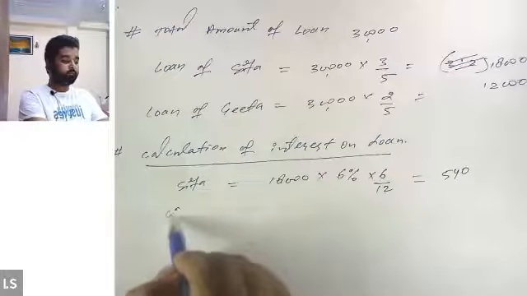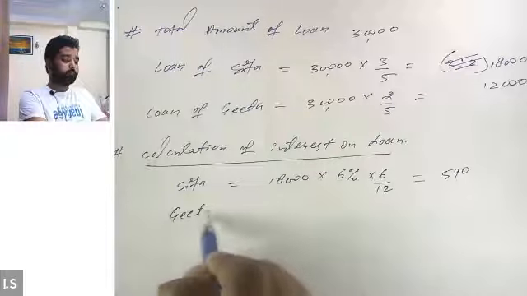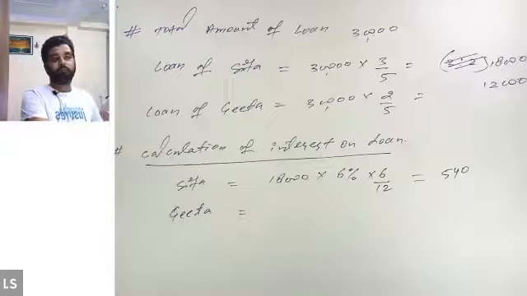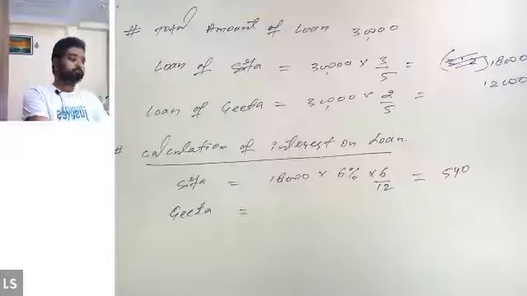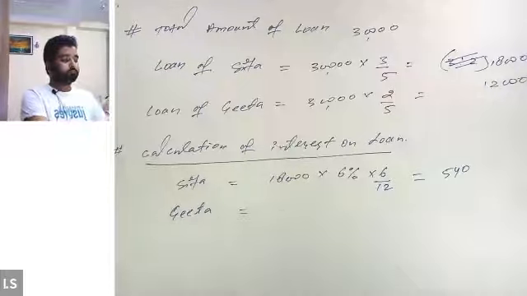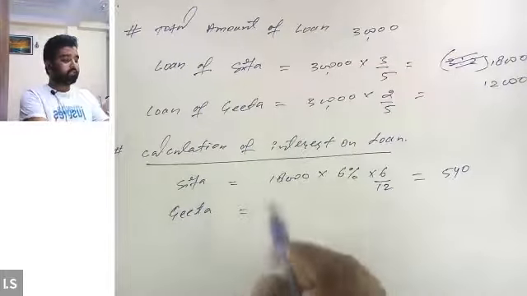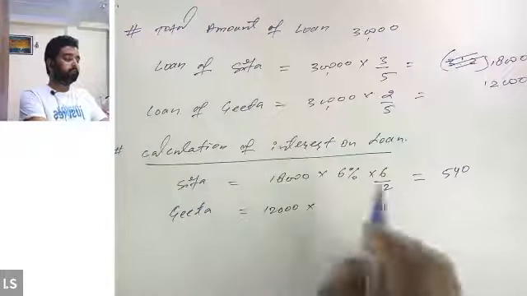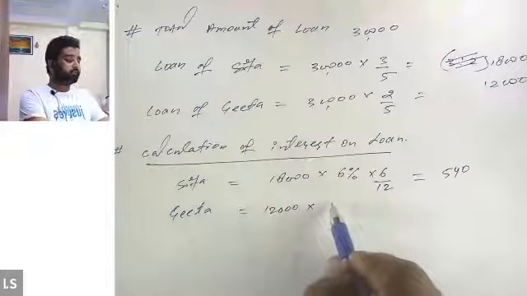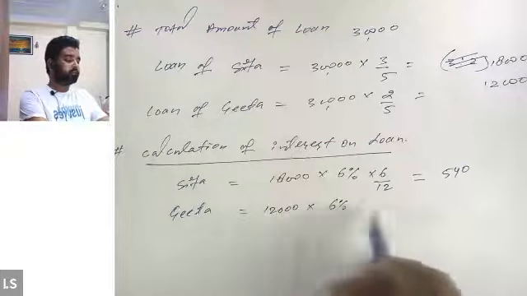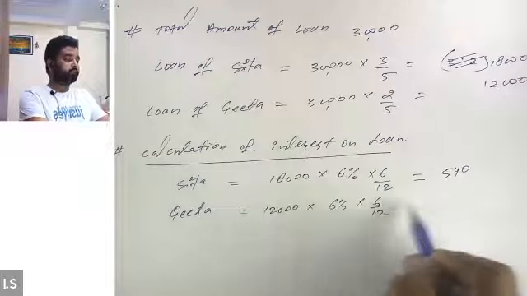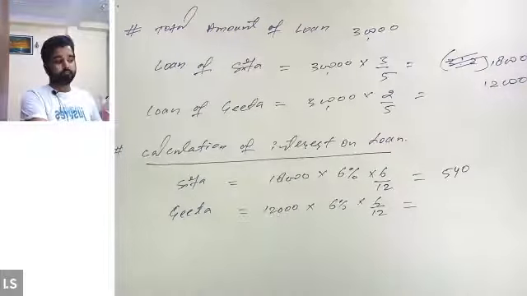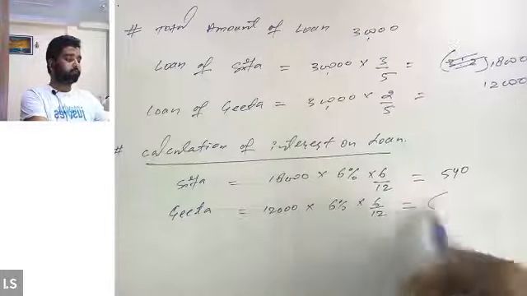Is it correct or not? Is this right, everyone? Yes, sir. Okay. And similarly, we will calculate the interest on loan of Geeta. Geeta's loan was 12,000. We have just calculated it. And she will be paid at the rate of 6% per annum as well. And for the half year only, 6/12. Tell me the amount of interest in her case.